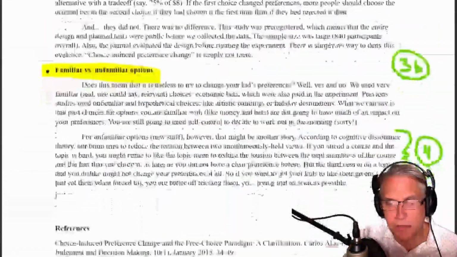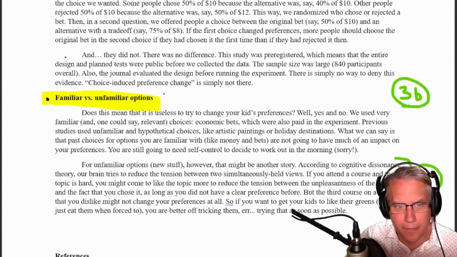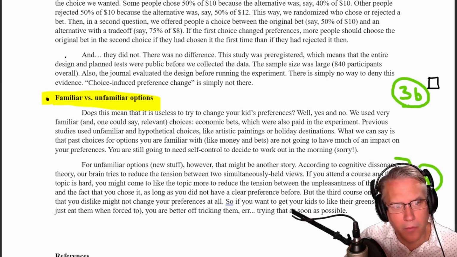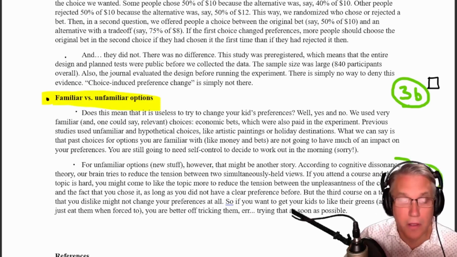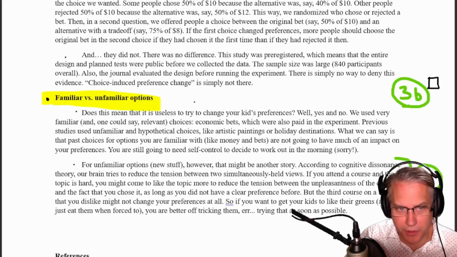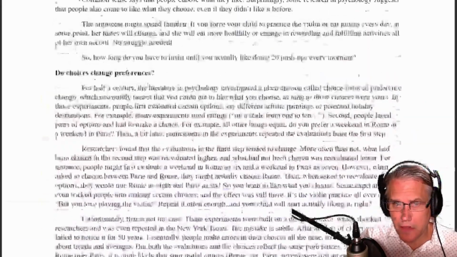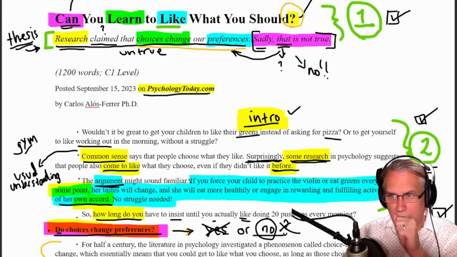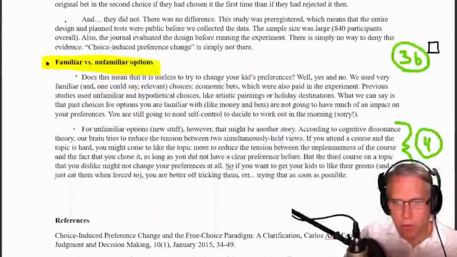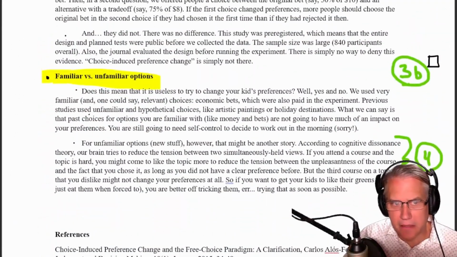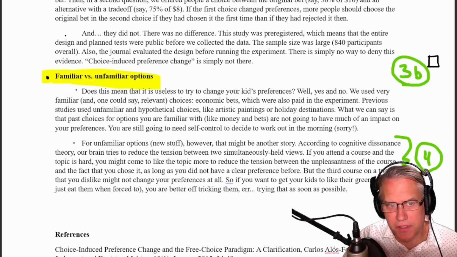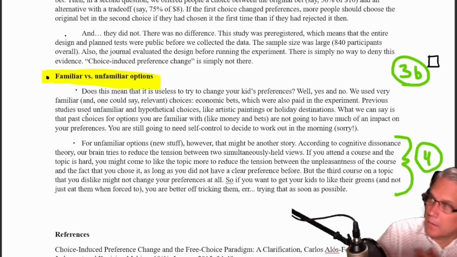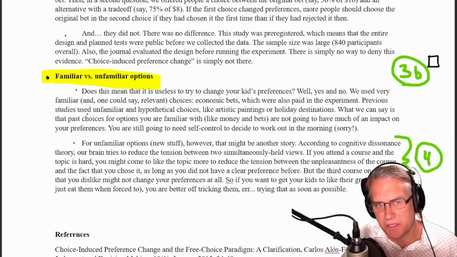Then let's look at the last heading. Last heading. And we only have 2 paragraphs here. So I'm guessing this is basically the conclusion. Right? So if we have the introduction here, then down here we'll have the conclusion. And this is what the subtitle says. It says familiar versus unfamiliar options. Familiar versus unfamiliar options. All right.